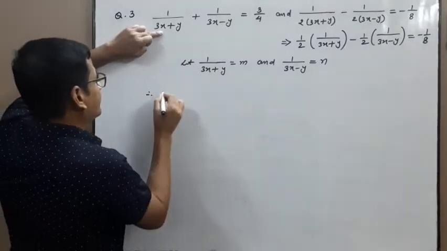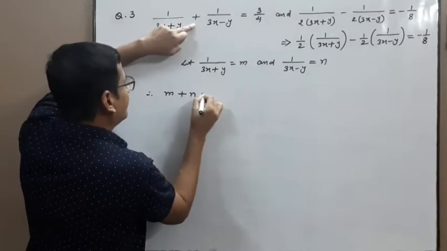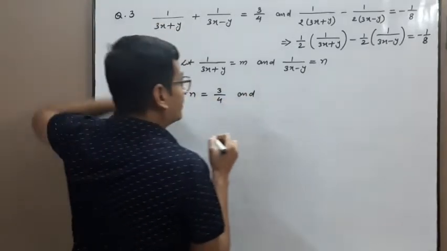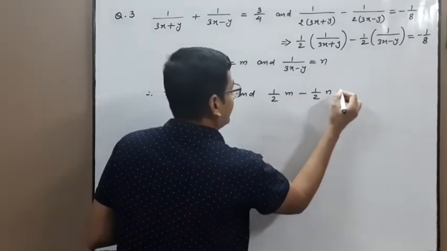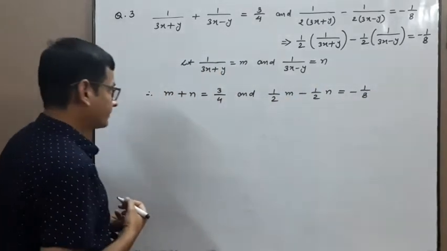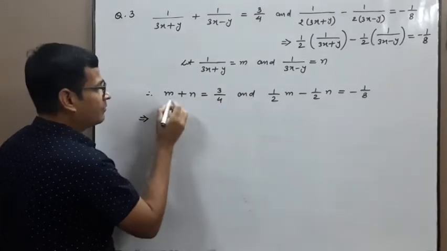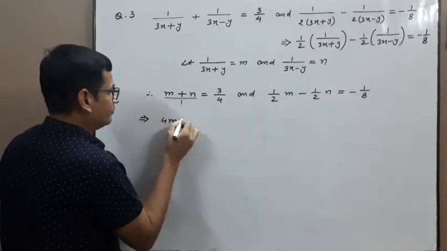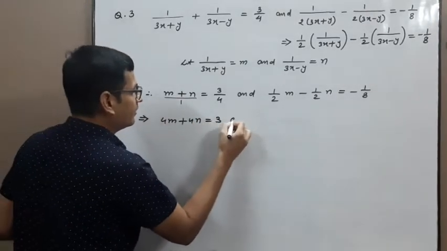So now change the given equations in terms of m and n. m plus n equal to 3 upon 4 and 1 by 2 m minus 1 by 2 n is equal to minus 1 by 8. Next step, m plus n equal to 3 upon 4. Cross multiply: 4m plus 4n equal to 3.